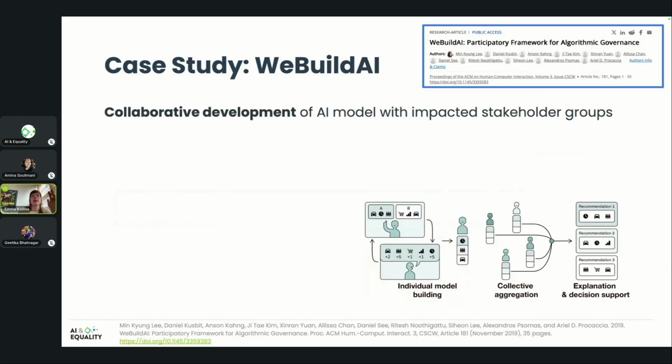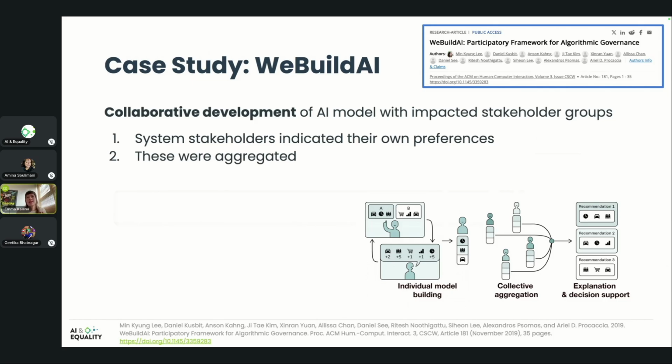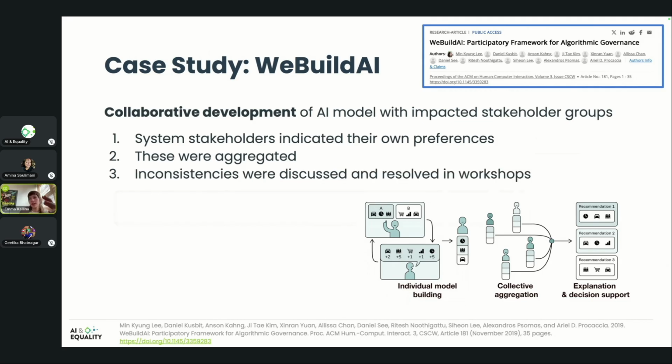What they've done is they collaboratively developed an AI model with all impacted stakeholder groups. It was quite a confined environment, so this was possible. System stakeholders could say which factors are most important to them in a decision and how they would rank them, like what's the most important one, what's the second most important one. So they trained their own model by telling their preferences on an interface. Then there was a model for each person's preferences. Then they aggregated these models and saw conflicts. Then there were, I think, 3 or 4 workshops where they invited all people with conflicts and discussed and resolved them.